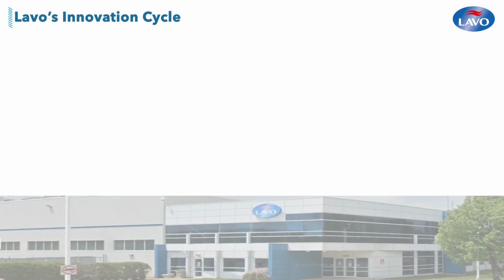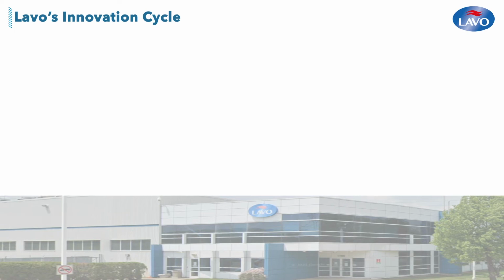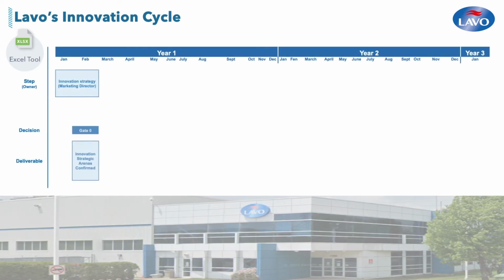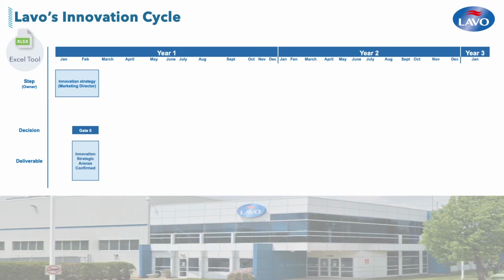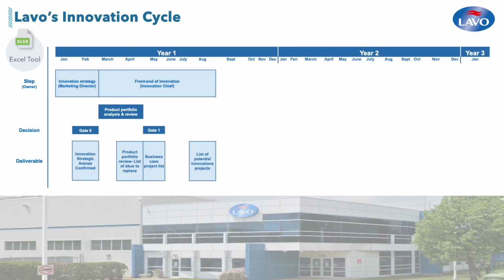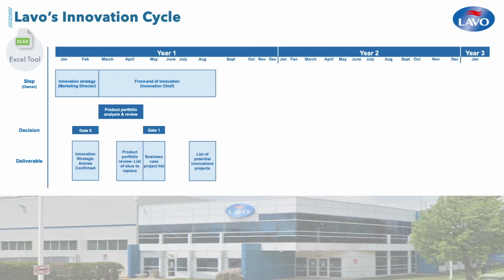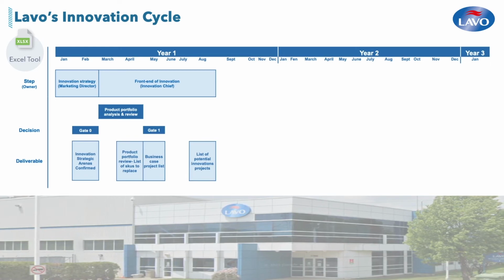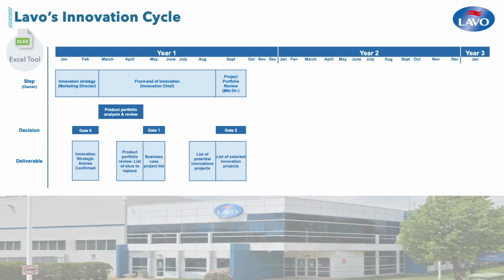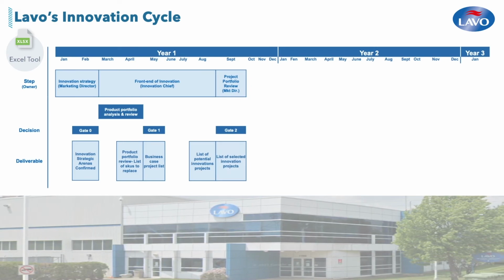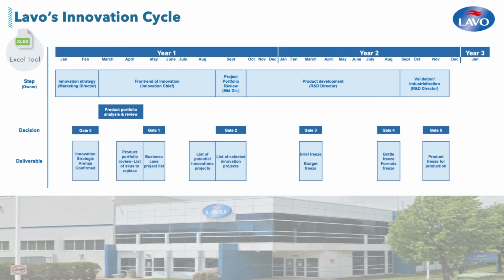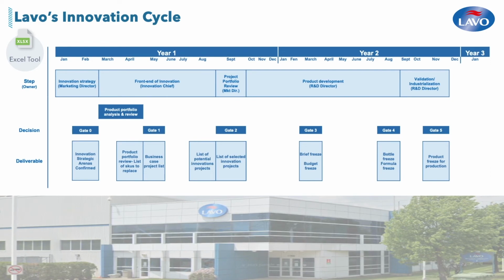Another example from Lavo is the leadership change during the various stages of the process. During the innovation strategy, the revisions are the responsibility of the marketing director. When getting to the front end of innovation, the leadership is transferred to the innovation chief, a senior product manager most dedicated to the front end of innovation. Thereafter, the marketing director takes back the leadership for the project portfolio review. Then the R&D director takes the lead for development, validation, and industrialization. And finally, the leadership of the launch is transferred to the sales team.